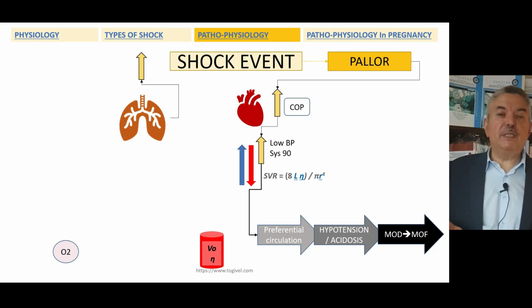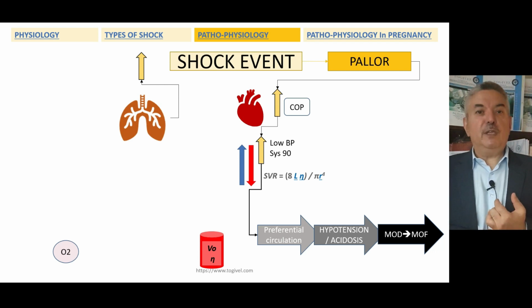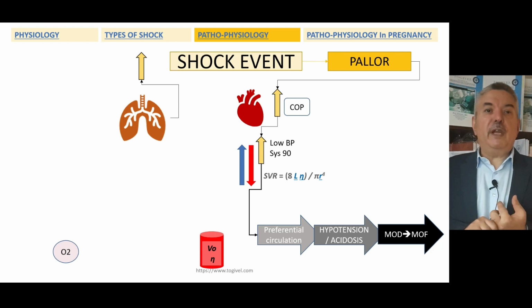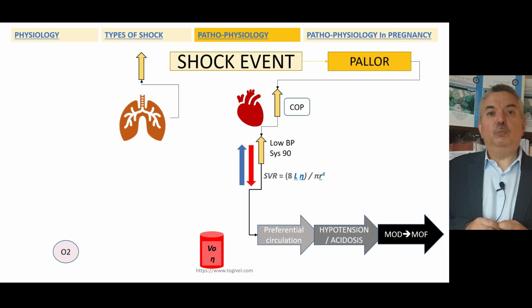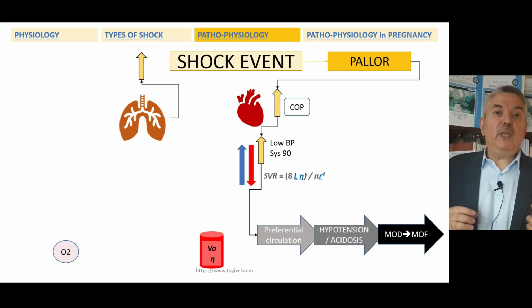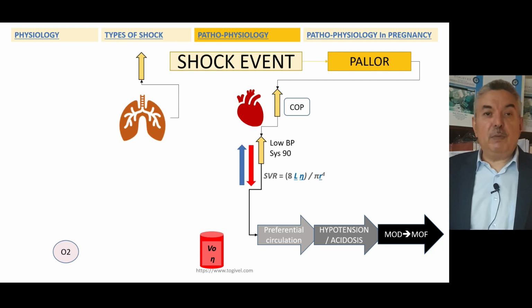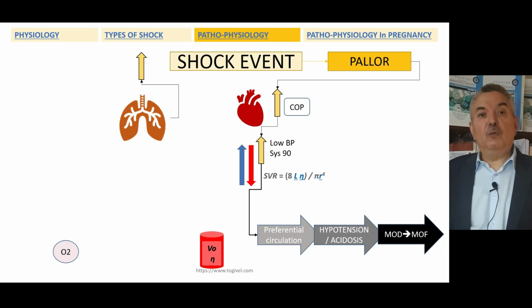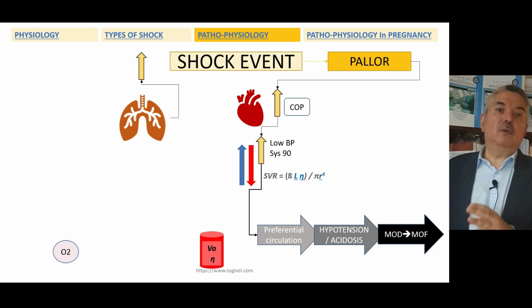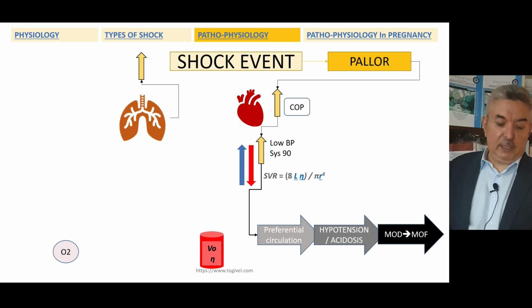So these are the compensatory mechanisms. First, we increase the cardiac output. We work on the radius of the blood vessels in order to maintain the cardiac output. And then we work on the respiration by tachypnea and increasing the inspiratory capacity. And then if this fails, we go to preferential circulation, and the skin becomes pale and cold. And then we go into hypotension, which is very late in shock, and then the multi-organ dysfunction and death.